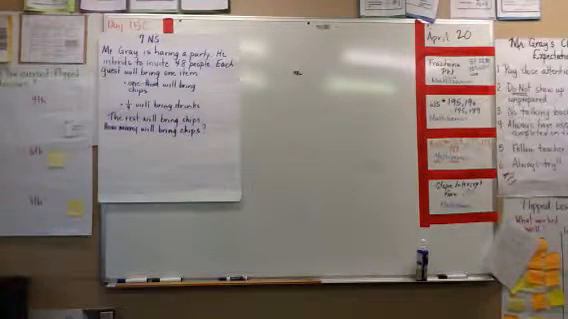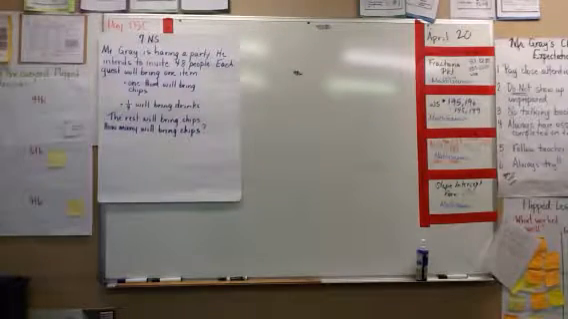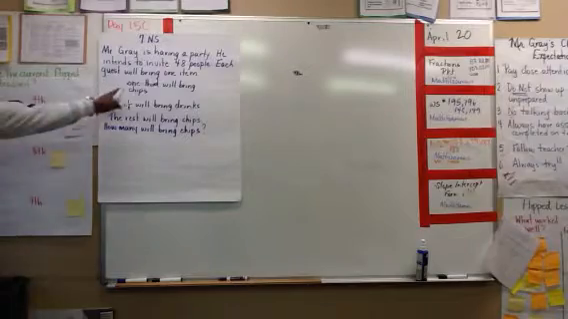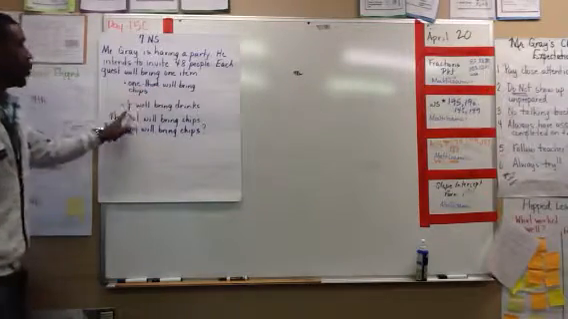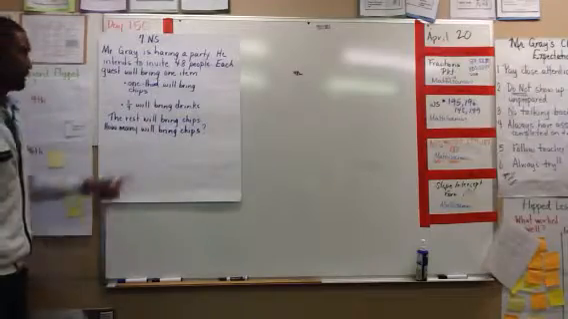It says Mr. Gray is having a party. He intends to invite 48 people. Each guest will bring one item. 1/3 will bring chips. 1/4 will bring drinks. The rest will bring chips.